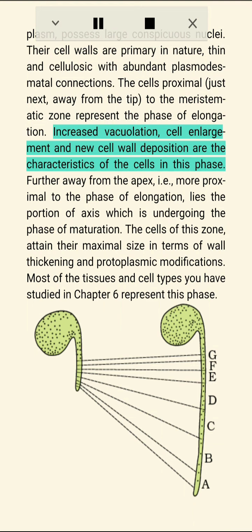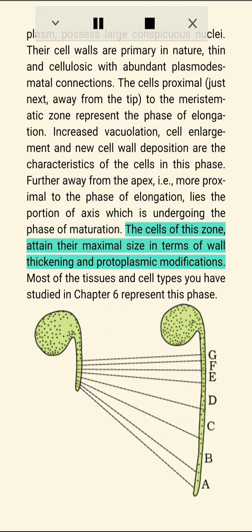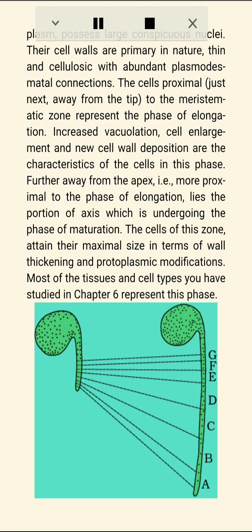The cells proximal, just next, away from the tip to the meristematic zone represent the phase of elongation. Increased vacuolation, cell enlargement and new cell wall deposition are the characteristics of the cells in this phase. Further away from the apex, i.e., more proximal to the phase of elongation, lies the portion of axis which is undergoing the phase of maturation. The cells of this zone attain their maximal size in terms of wall thickening and protoplasmic modifications. Most of the tissues and cell types you have studied in Chapter 6 represent this phase.